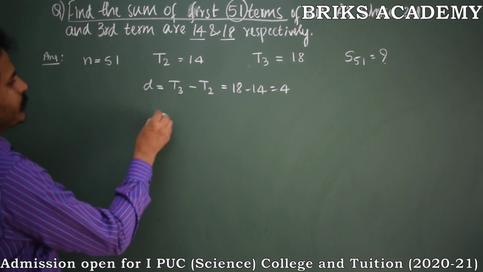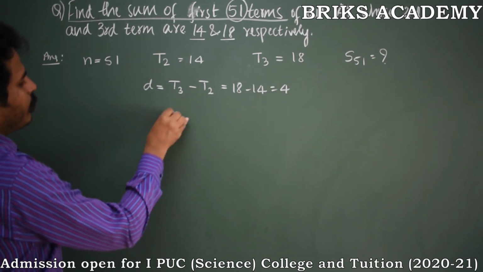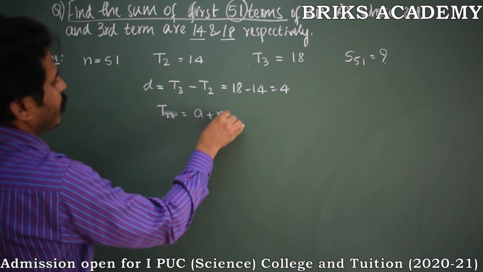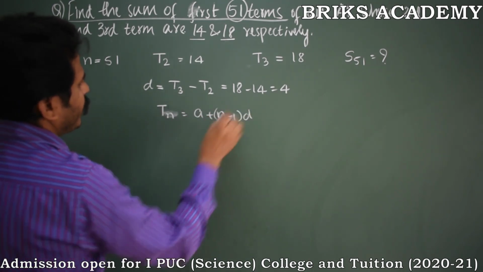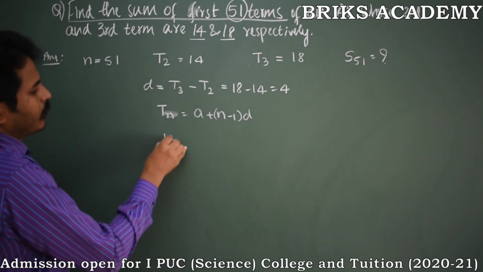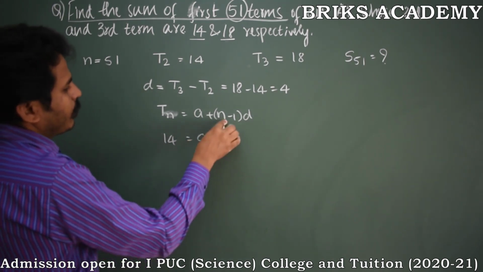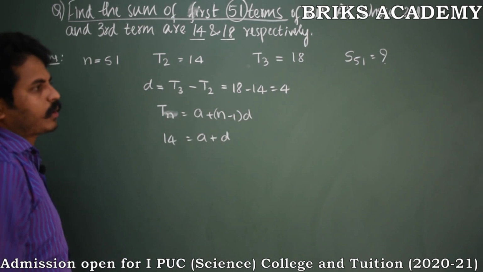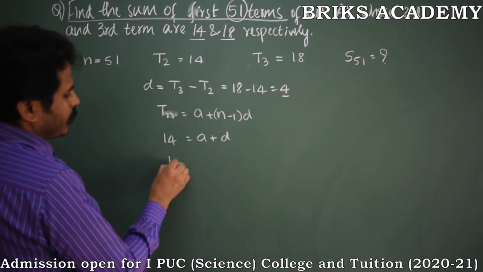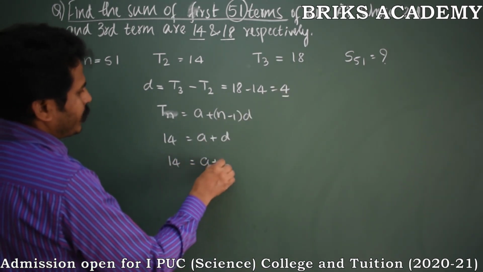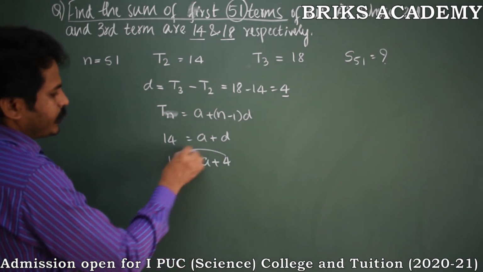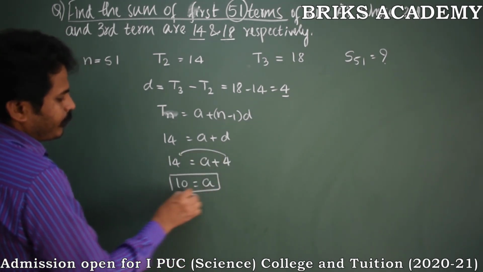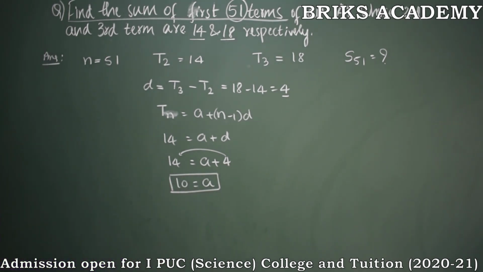So the second term is given. What is the nth term formula? a plus n minus 1 into d. What is the second term formula? a plus 2 minus 1 into d, that is a plus d, out of which d they have given. That is 14 equals a plus d, which is 4. If I take this side, a is equal to 10. So I got the first term.